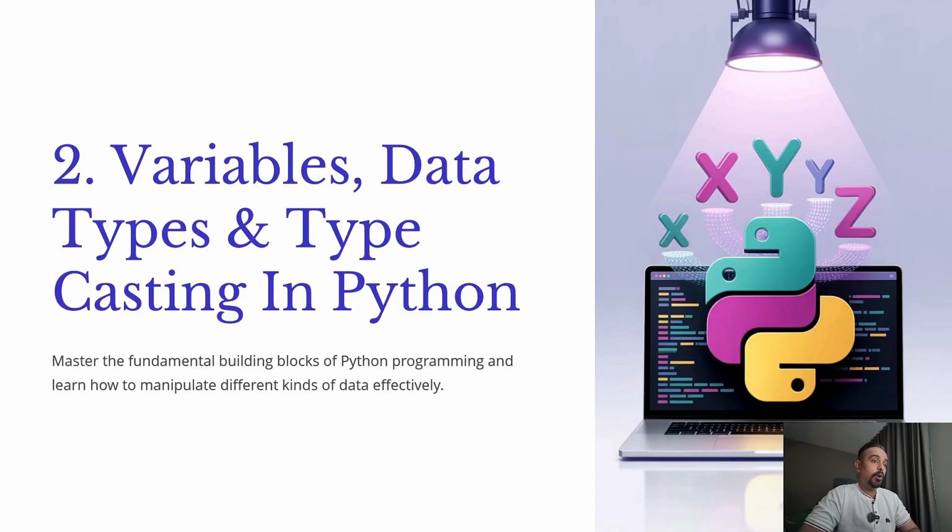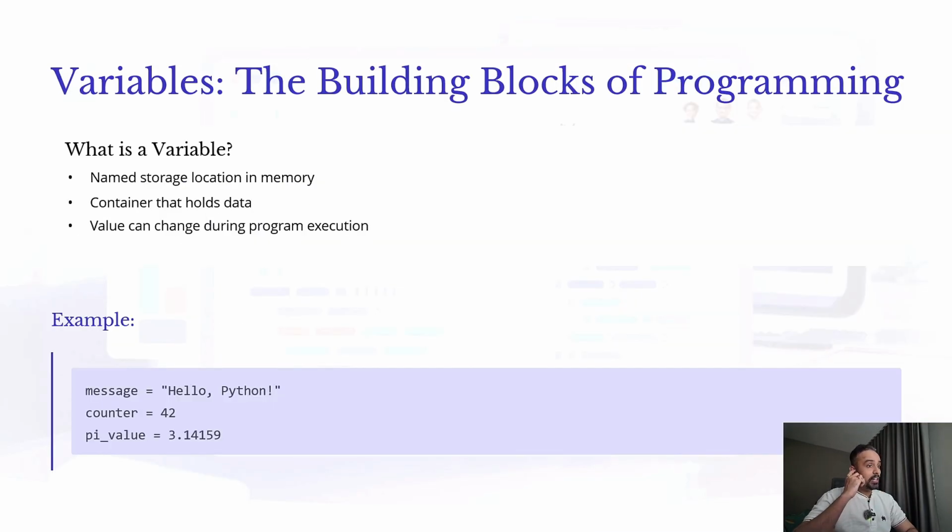Welcome to our second video on Python for artificial intelligence and machine learning. Today, we are exploring variables, the fundamental building block of any program. So we will start with understanding what a variable is. Consider a variable like a labeled box in your computer's memory. The label is the variable name, and the value inside can change at any time.